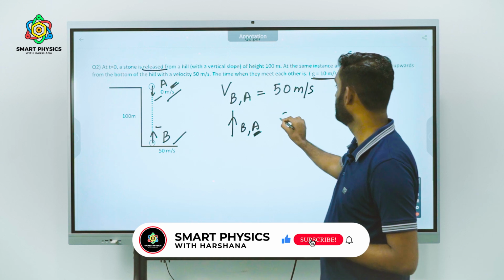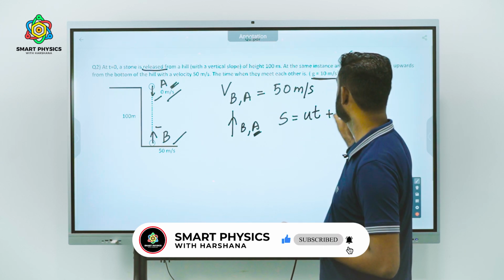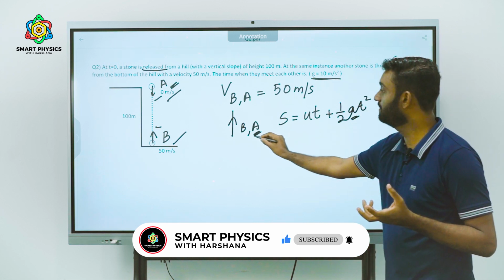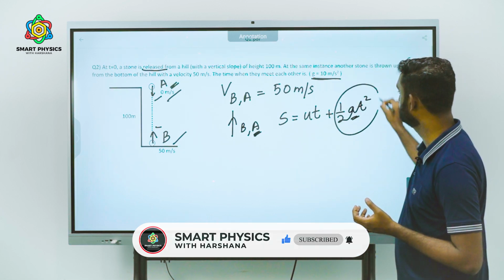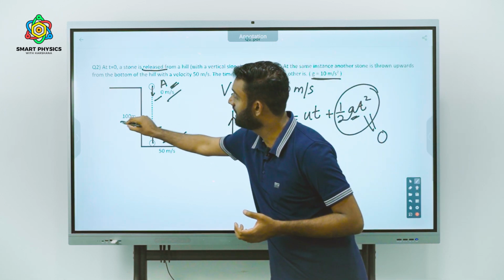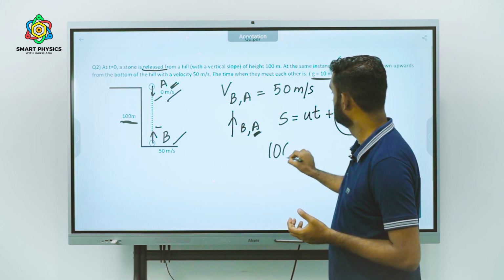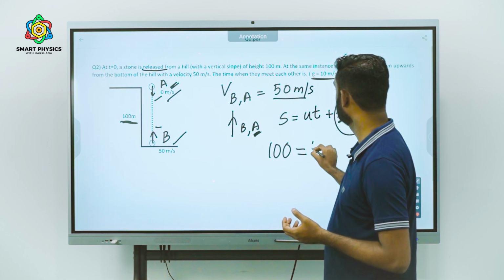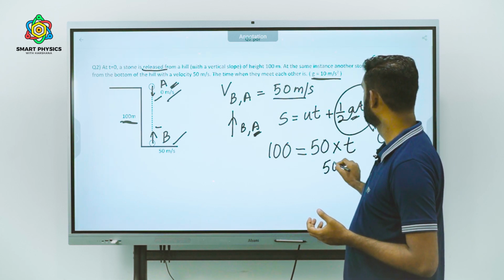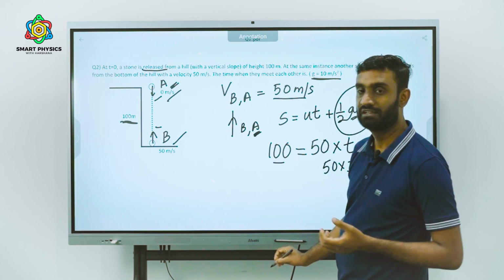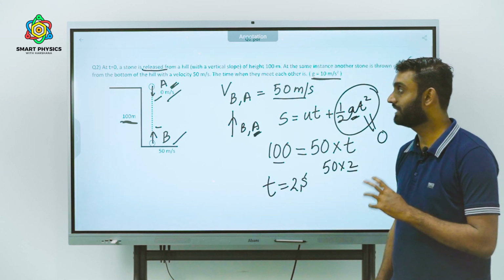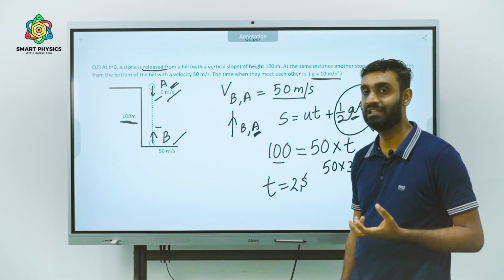Relative to A, S equals ut plus half a t squared. Actually this a is now 0 for relative acceleration, so this term is 0. The relative distance between them is 100 meters. The relative velocity we found is 50. What is the time? 50 times 2 is 100. Then t is 2 seconds. Right? You can get this answer by considering the relative motion.